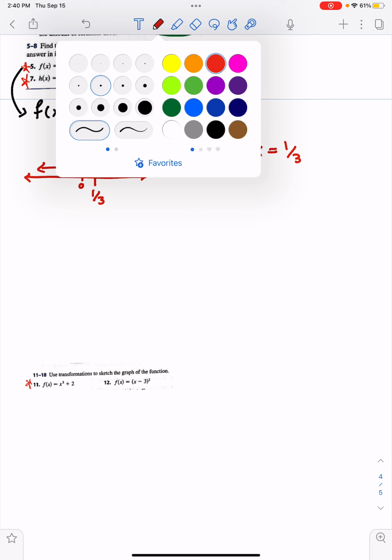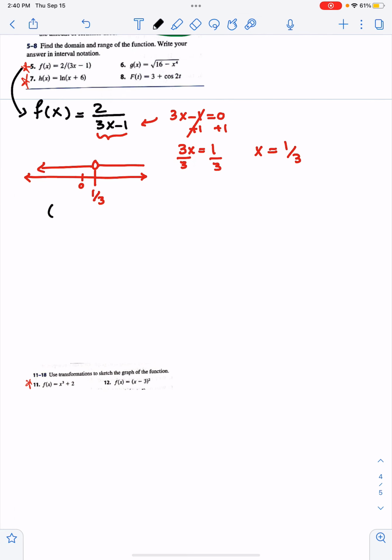So the domain would be negative infinity to 1/3. You use parentheses because 1/3 is not included. And then 1/3 all the way to positive infinity. And that's the domain. Now you want to find the range.